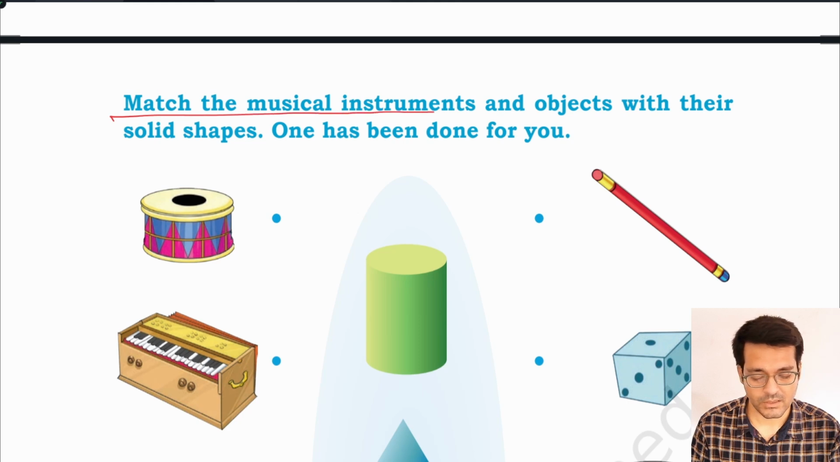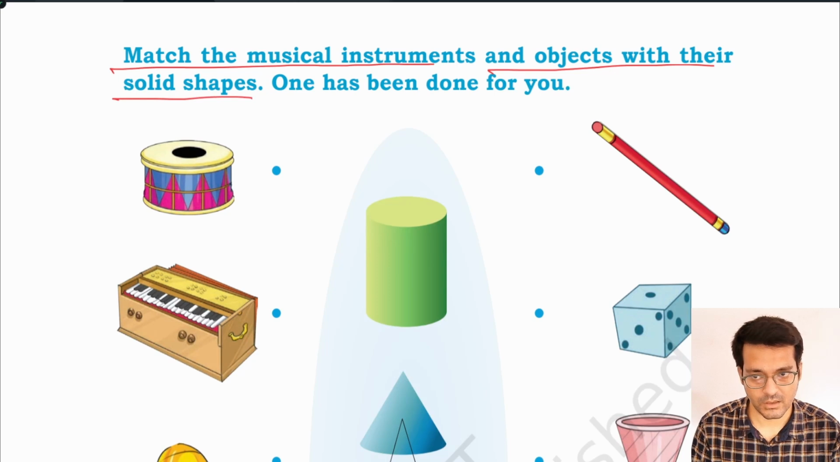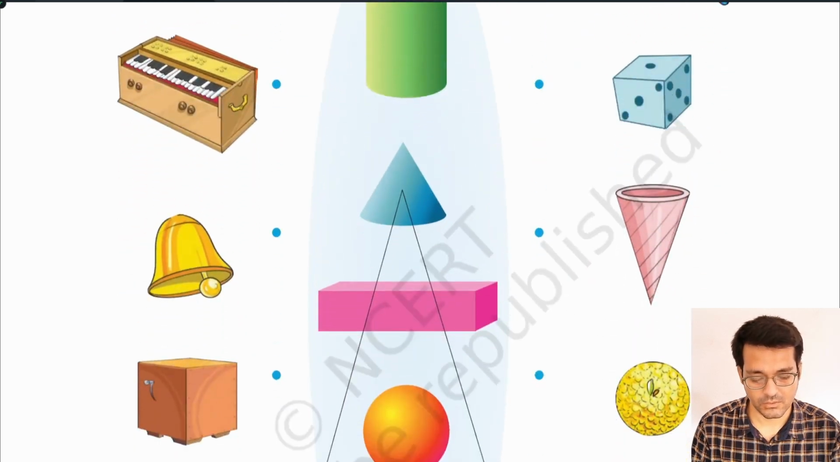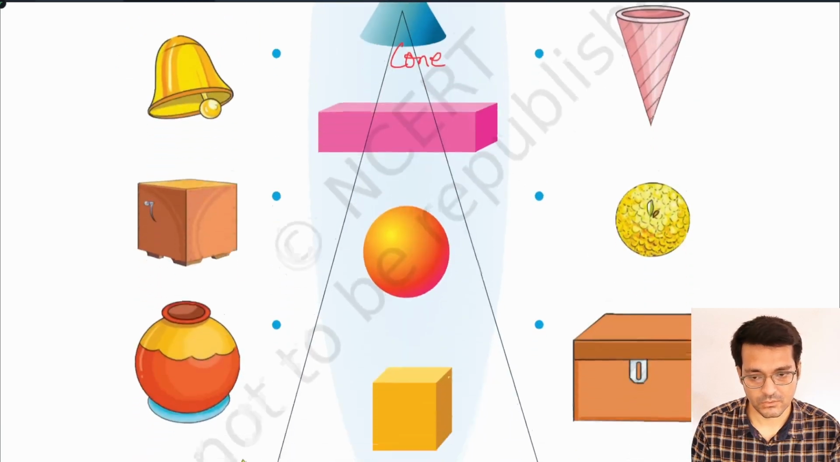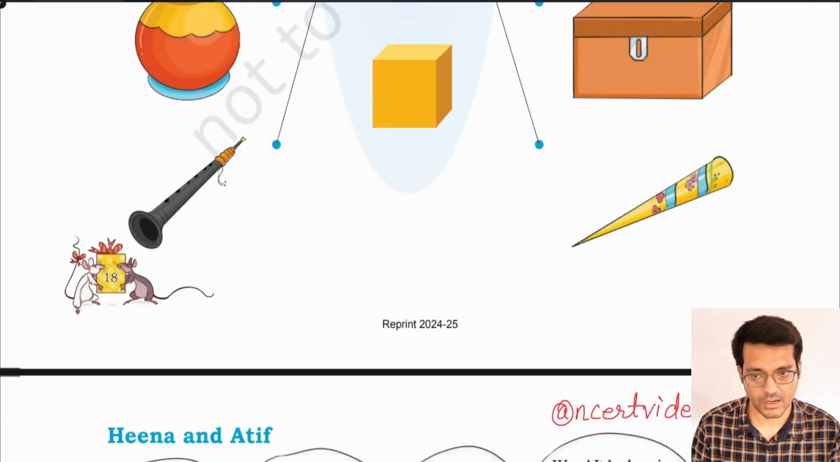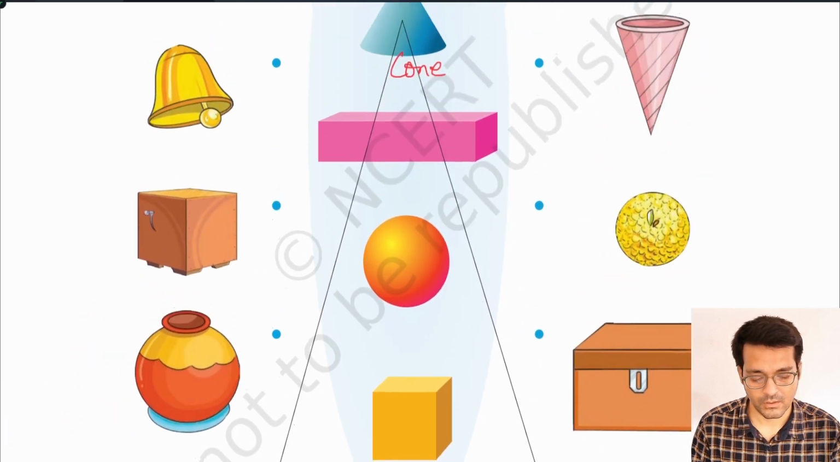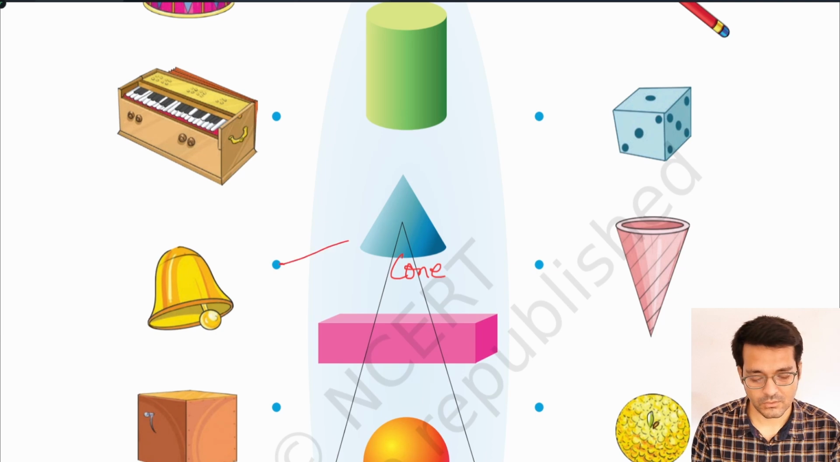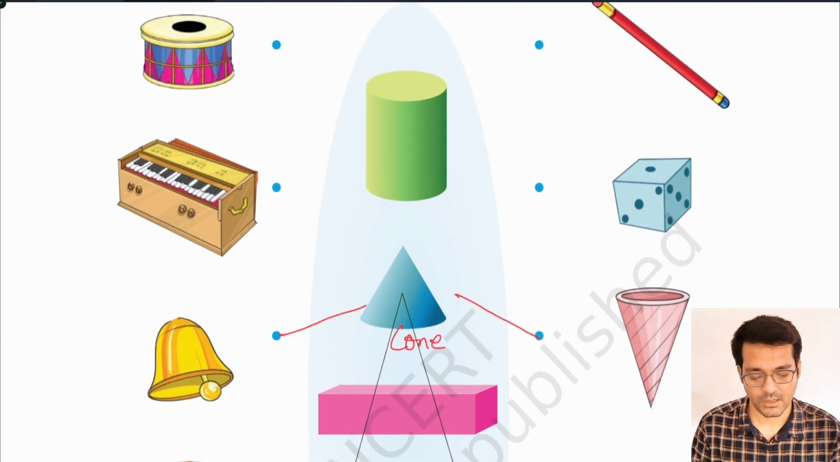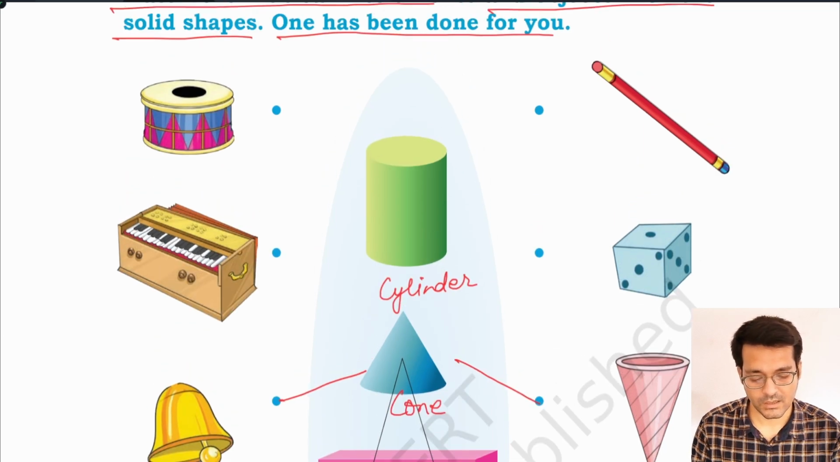Match the musical instruments and the objects with their solid shapes. One has been done for you. For example, this cone has been matched to this sahnai or clarinet and this paper cone. Similarly, you can match this cone to this bell and this ice cream cone. Similarly, this is a cylinder, and you can match this cylinder to the drum as well as the pencil.